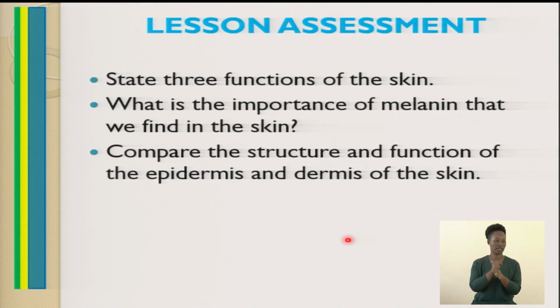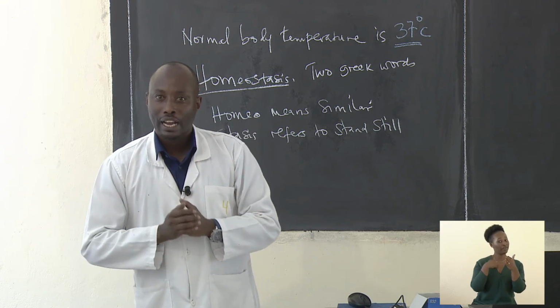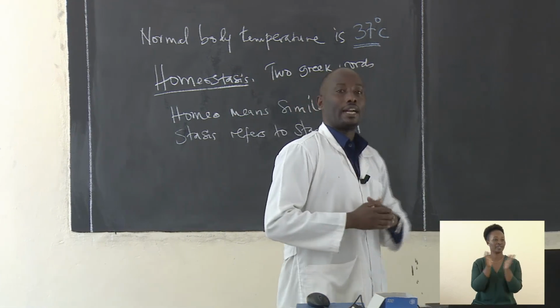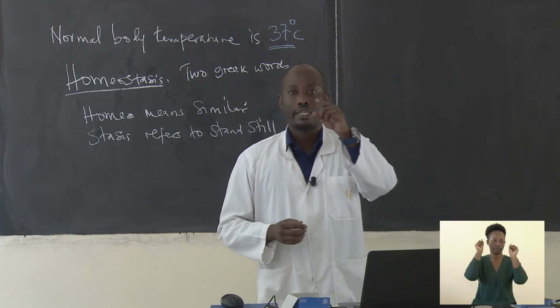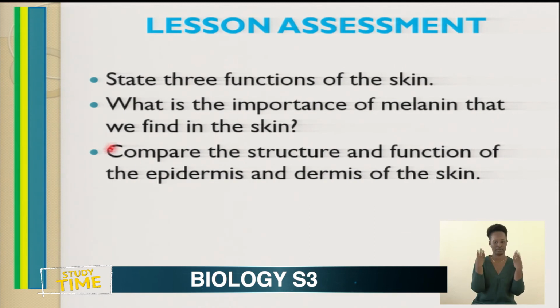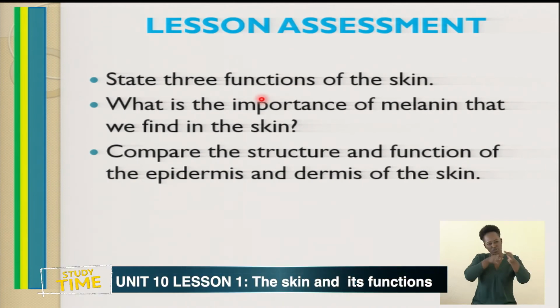Students, let's go through the home assignment. We went through our lesson. We have seen the functions of the skin. We have seen the parts of the skin. Now, before I leave my classroom today, I have to leave you with a home assignment. And you have to do it. In the next lesson, I will be able to give you the right answers. This is the home assignment. Number 1, state 3 functions of the skin.